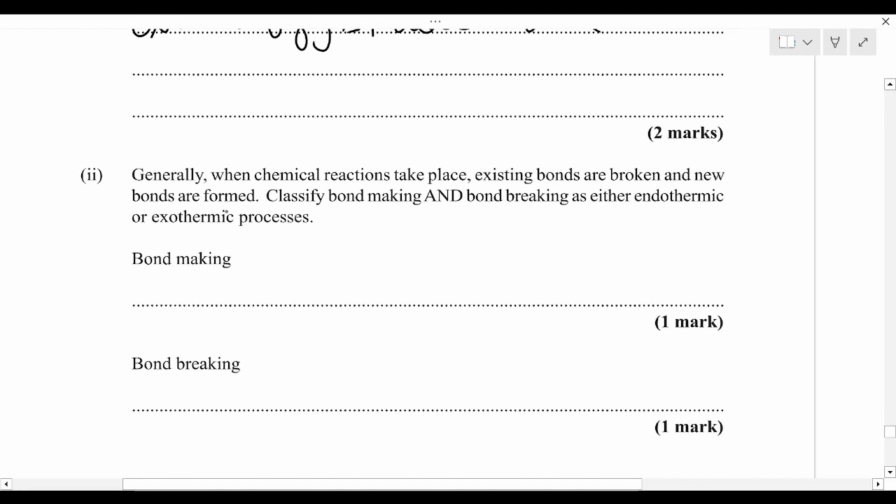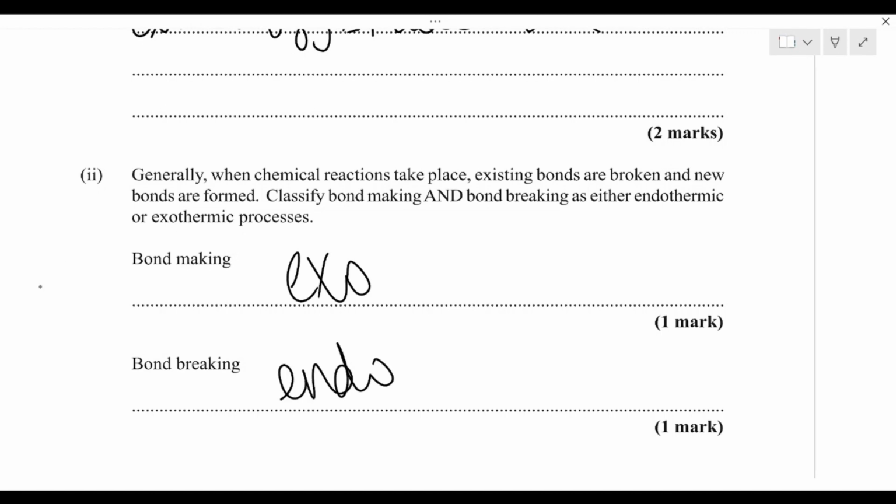Generally, when chemical reactions take place, existing bonds are broken and new bonds are formed. Classify as endothermic and exothermic. As we said earlier, bond making is exo and bond breaking is endo.